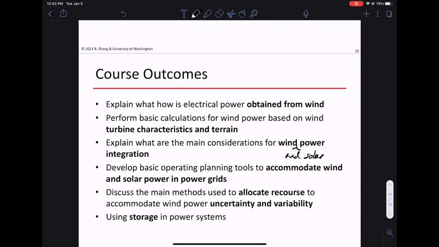Right, so we'll look at the physics of wind power generation. Then we'll think about the grid integration. We'll think about what happens when you put this sort of random resources into the system. And the big thing, the new thing we want to do this quarter is we want to emphasize storage. We want to emphasize storage.